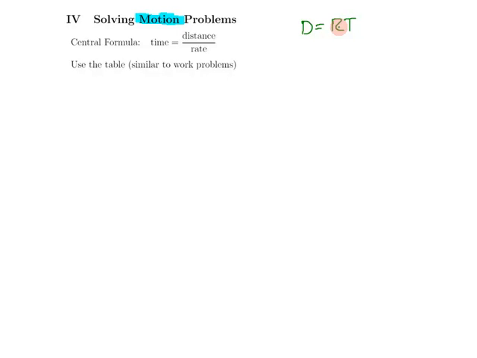Well, to find that, all you've got to do is divide how far by how fast. That just comes from taking this formula and dividing both sides by r, right? You get that time is distance over rate. The r's cancel here, you get distance over rate. That's how you figure that out.